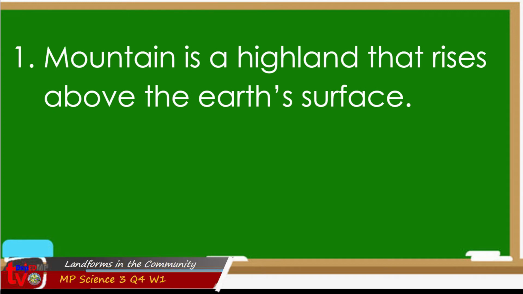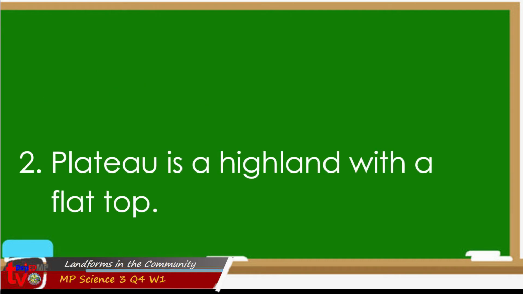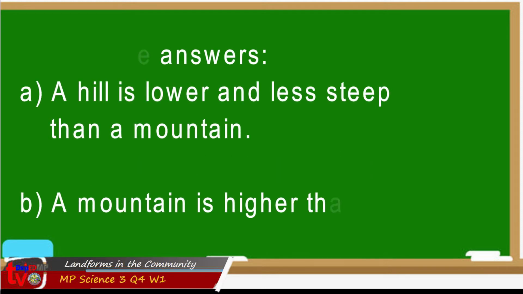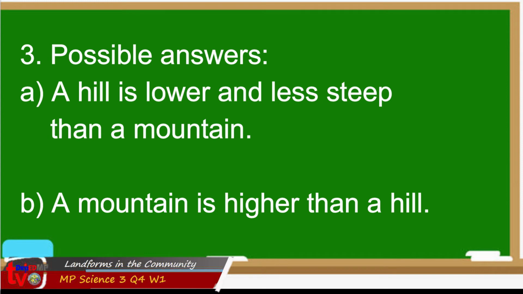Number 1. Mountain is a highland that rises above the earth's surface. Number 2. Plateau is a highland with a flat top. Number 3 possible answers. A hill is lower and less steep than a mountain. Or a mountain is higher than a hill.